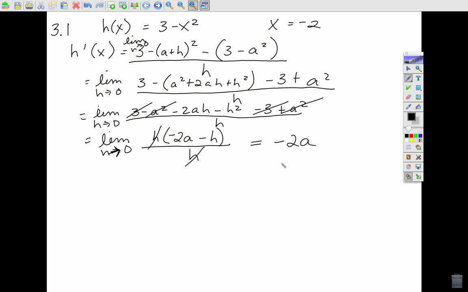And I was asked to find the value when a, or x, is equal to -2. So my final answer is 4. Do you agree? All right. So final answer of 4.